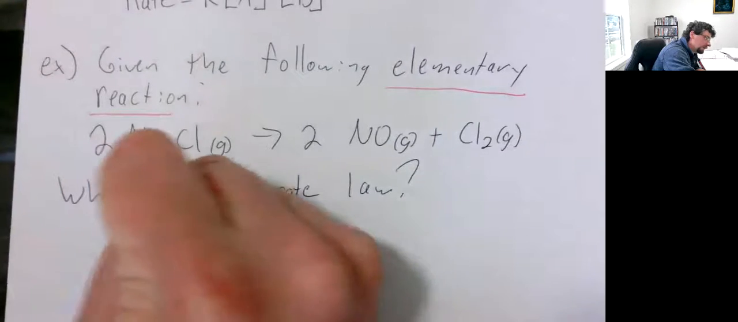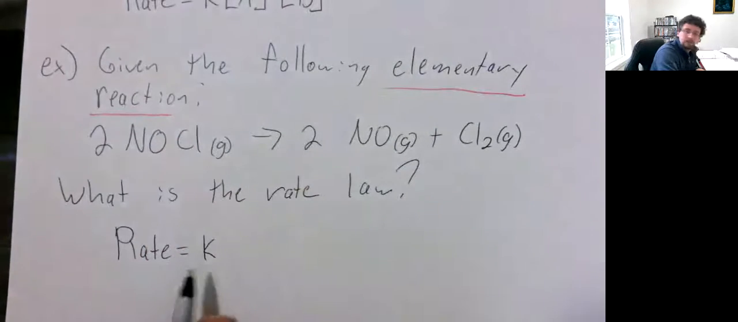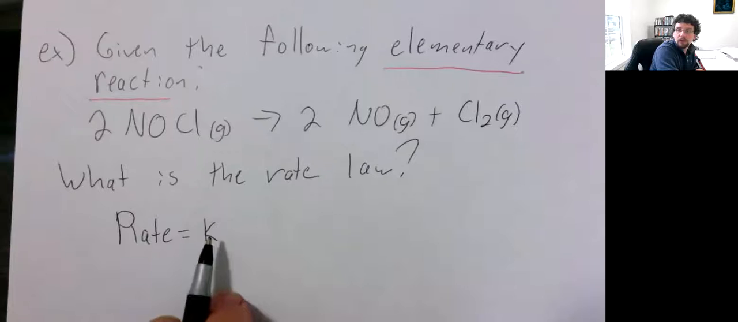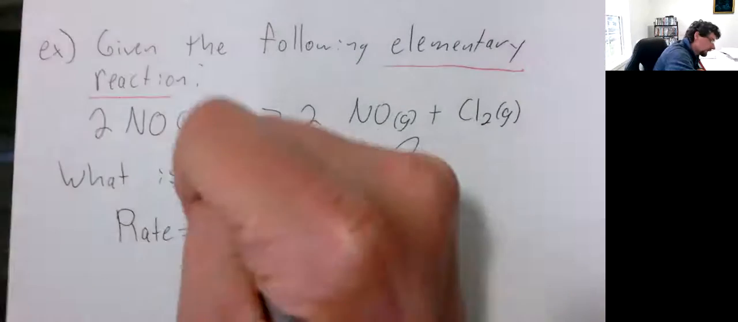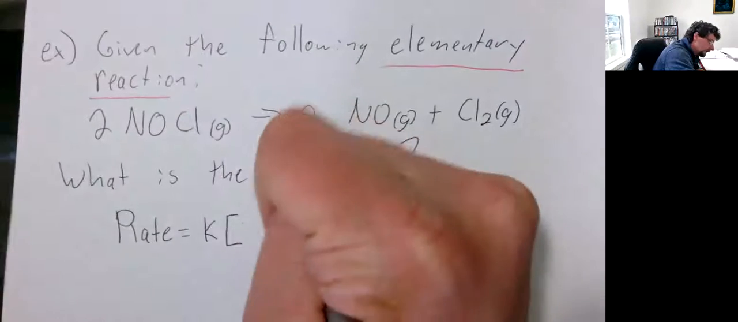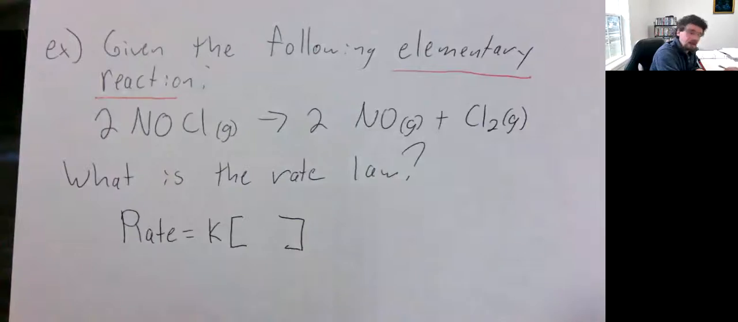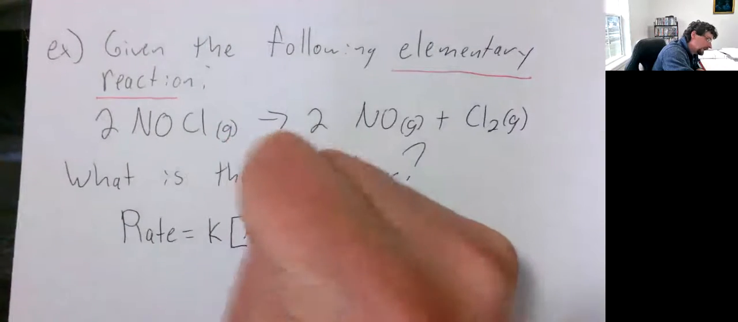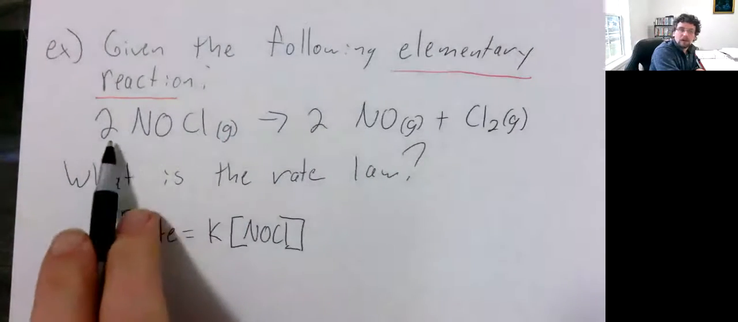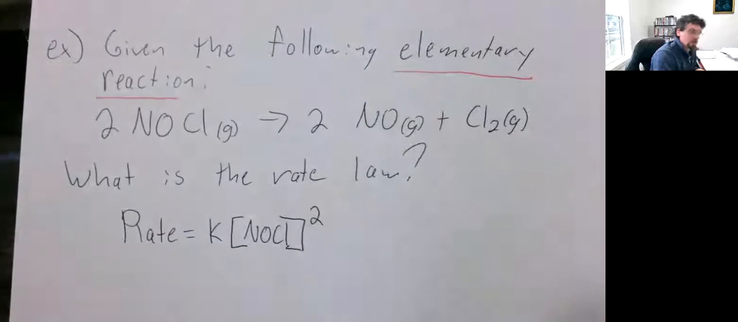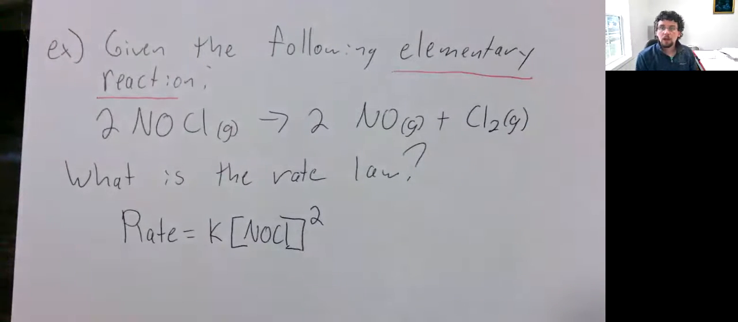Once we see that, we know we're good to go with the stoichiometric coefficients. So we have rate is equal to that rate constant, k, which is going to change in value and units depending on the order. And we have just our reactants. So this is NOCl, and we have to raise it to the power of 2 because there's a stoichiometric coefficient of 2 out front. Okay, so that's how you look at elementary reactions.